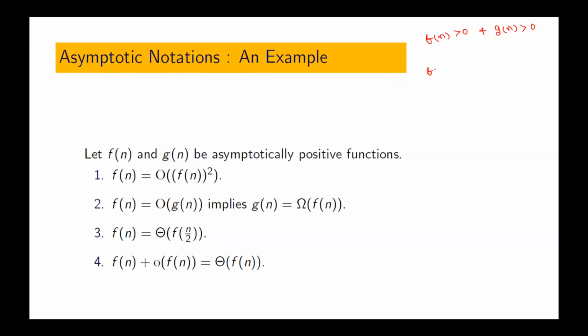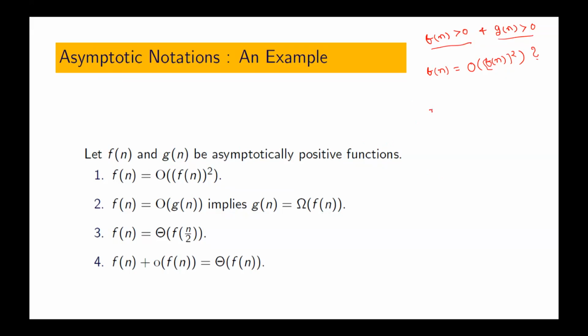f of n is big O of f of n square. Is this true or not is the question now. Asymptotically, everything we are doing is asymptotic. We should be very, very careful while answering this type of question. f of n and g of n are asymptotically positive functions. This much is known. They haven't said anything more than this.